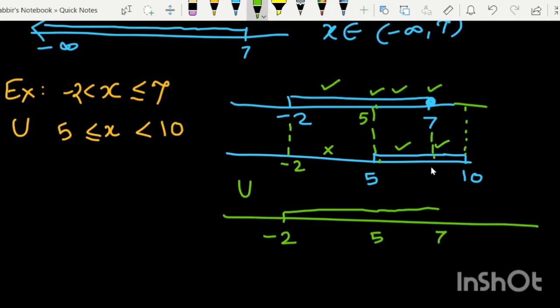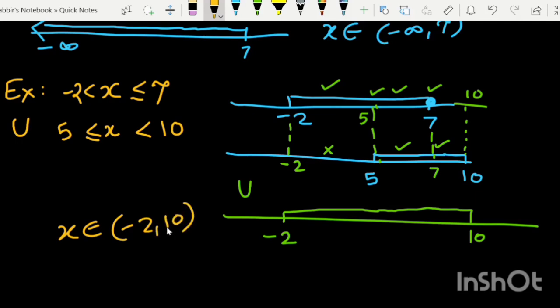Now moving ahead, from 7 to 10, x is satisfying this, but here there is no x. So 7 to 10 also we will take, because we are taking the collection of both solutions. So minus 2 to 10 finally we will take, and 5 and 7 will also be a part of it. Finally minus 2 won't be there, and 10 won't be there. So the answer is x belongs to minus 2 to 10. Okay, that is the union. Hope you understood it.